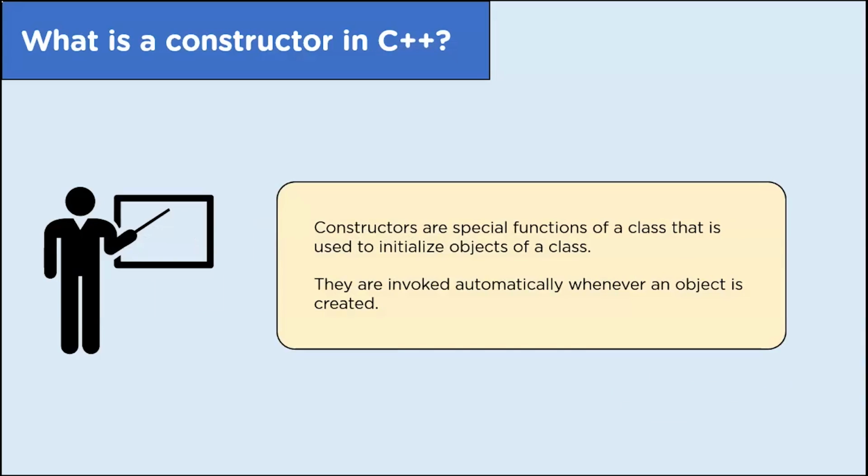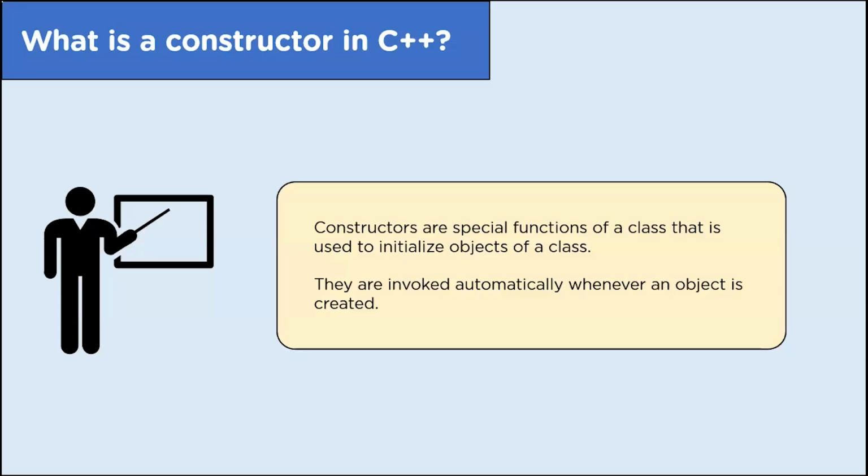So first is, what is a constructor in C++? In C++, constructors are special functions that are different from normal functions. They are used to initialize objects of a class. Whenever an object is created, the constructor is invoked or called automatically. Even if we do not create a constructor, the compiler automatically creates a default constructor.